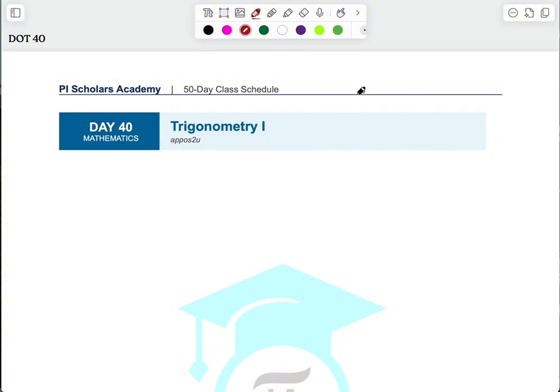So what am I covering in this class? I'm going to be talking about measurement of angles. How exactly do we measure angles? I'll be talking about the SOH CAH TOA, and I'll be talking about special angles. So these are the things I'm going to be focusing on in this class. So let's go to measurement of angle.